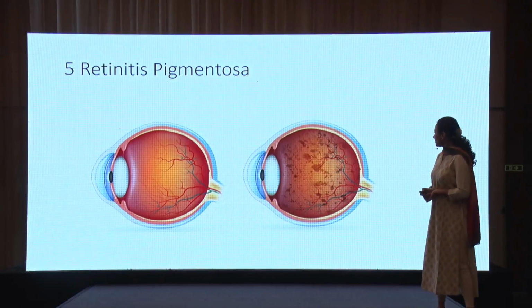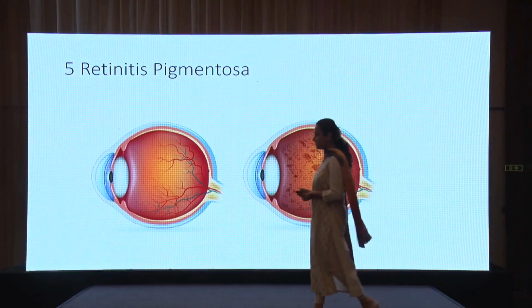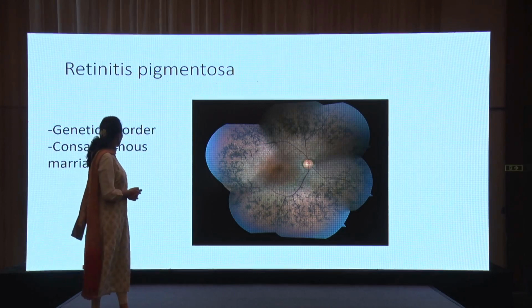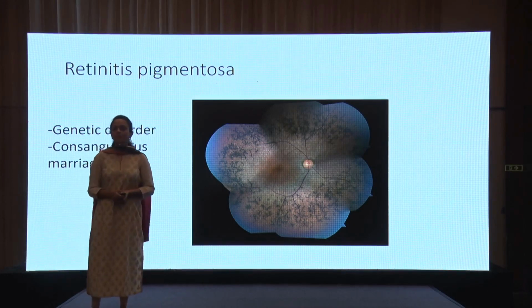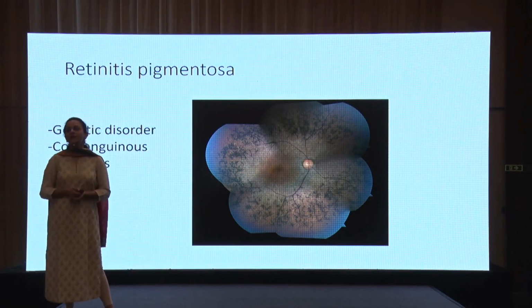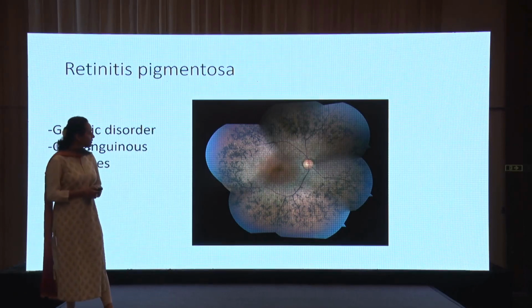Fifth one is retinitis pigmentosa. This is again a very common disease in India. It's a genetic disorder and happens to the children whose parents had consanguineous marriage, which means marriage happening in blood relations. Children of such couples can develop retinitis pigmentosa.